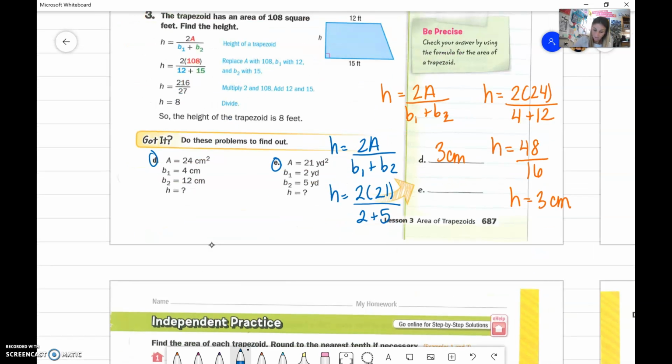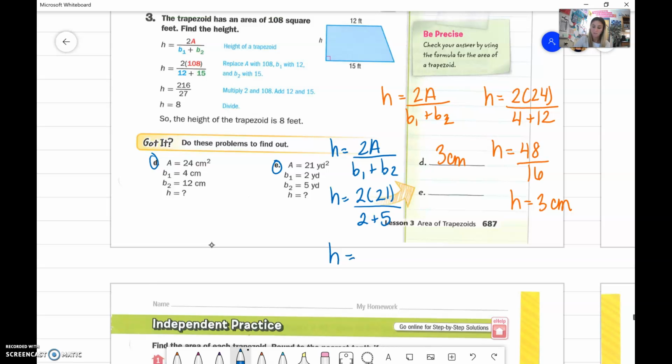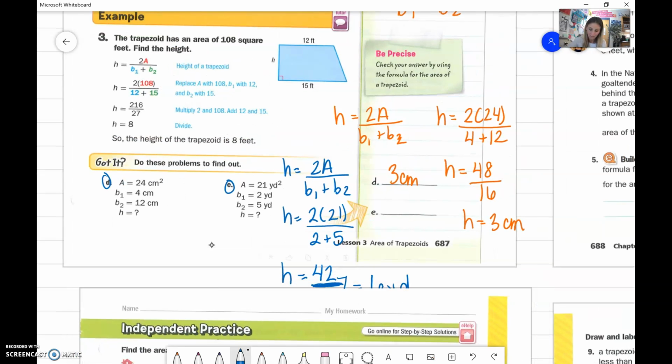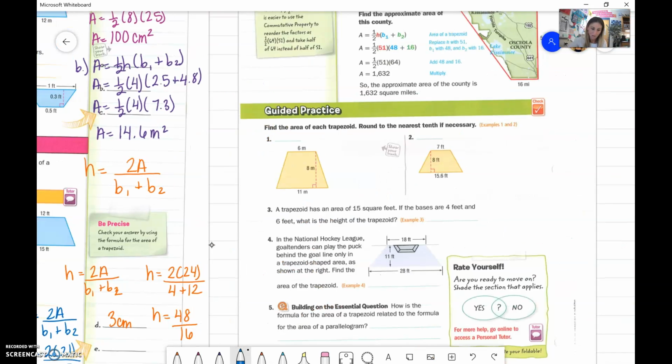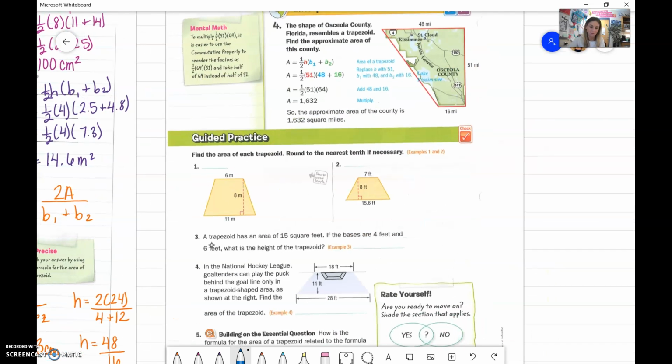Okay, so now I'm going to squeeze down here, and I get H equals, and I take 2 times 21, and I get 42, and I take 5 plus 2, which is 7. Now again, improper fraction. I'm going to take that numerator divided by the denominator. Okay, this means division. So 42 divided by 7 is 6, and that would be 6 yards. Okay, let's take a look at some practice problems on the next page together.